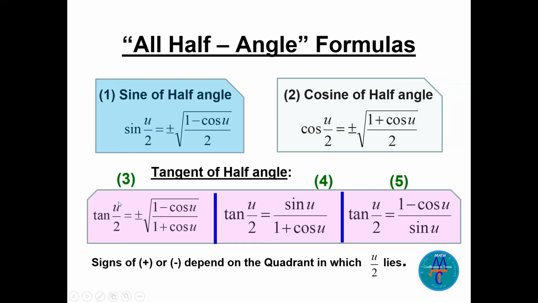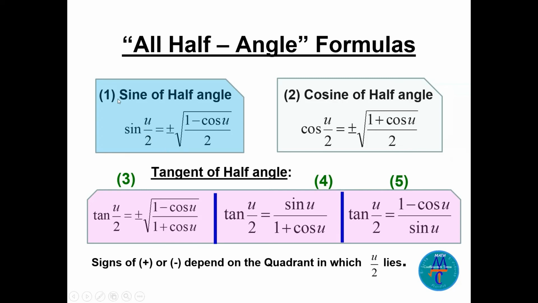Also, the first formula here in tangent half angle, we have formula 3, formula 4, formula 5. In 4 and 5, there is no plus and minus. So only if you use formula number 3, you have to choose plus or minus. Let me explain it now. Signs, plus or minus, depend on the quadrant in which u over 2 lies. Remember, not u. U can be in one quadrant, u over 2 in another quadrant.